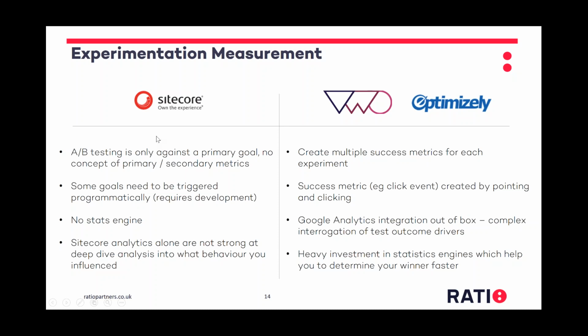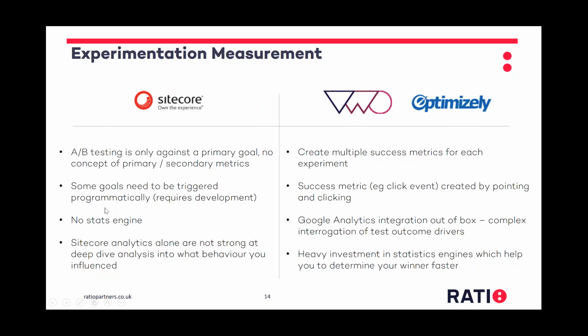To give you an example, that means that if I was doing a test on a product detail page, and it was to change the add to cart button color, I could set my metric perhaps as a goal that the user had clicked the add to cart button, or I could set the goal as that the user had reached the thank you page at the end of the checkout, but not both. In the case of VWO and Optimizely, you can have multiple metrics that are being measured for each test.